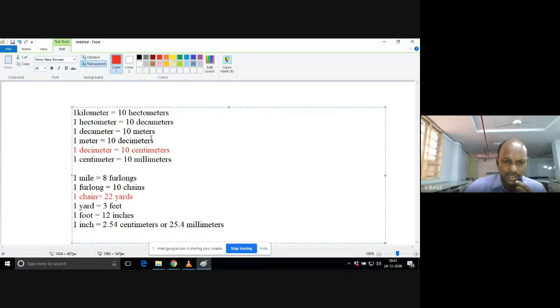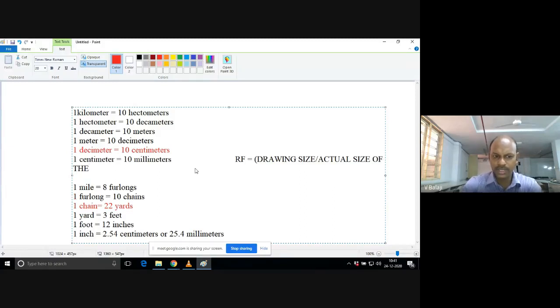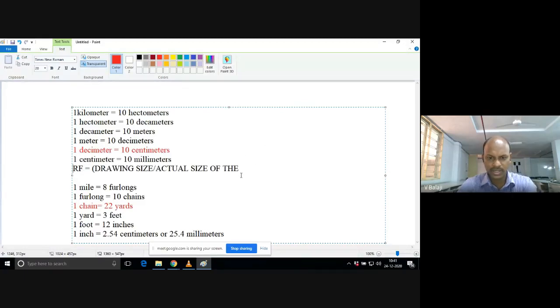So I'm writing it somewhere here, I think it is better. RF is equal to the ratio of drawing size divided by actual size of the object.